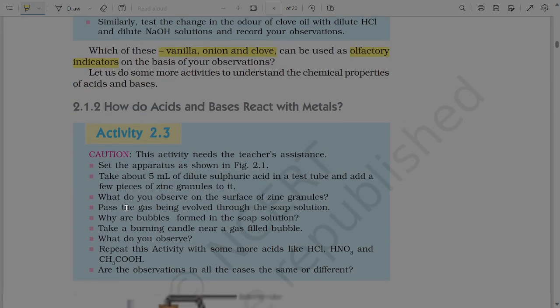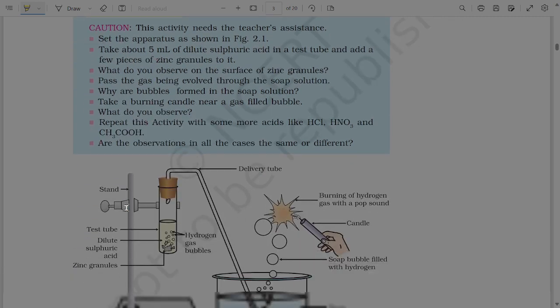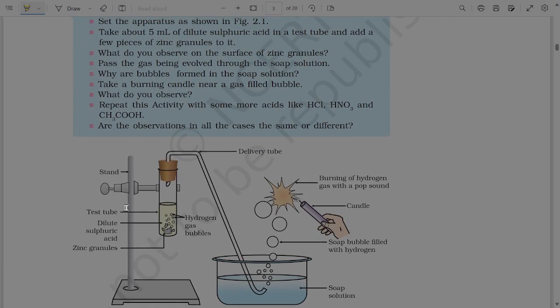Now we will see how acids and bases react with metals. So set up an apparatus as shown in figure 2.1. Here is the apparatus that is shown. Take about 5 ml of dilute sulfuric acid in a test tube and add a few pieces of zinc granules to it. What do you observe on the surface of the zinc granules?